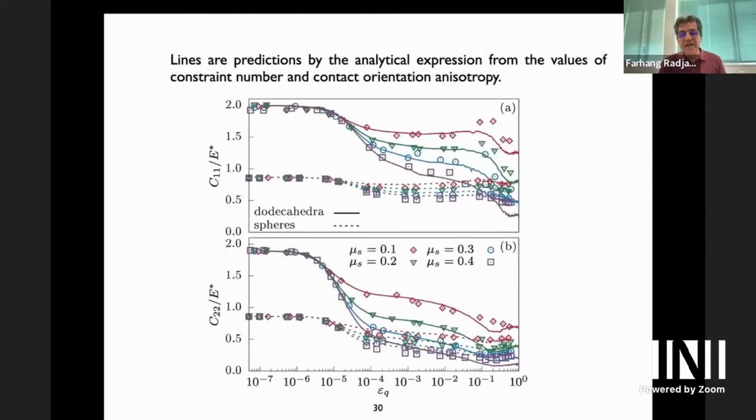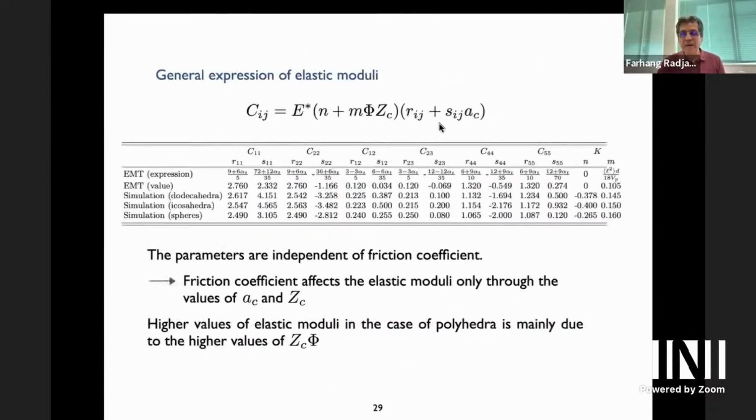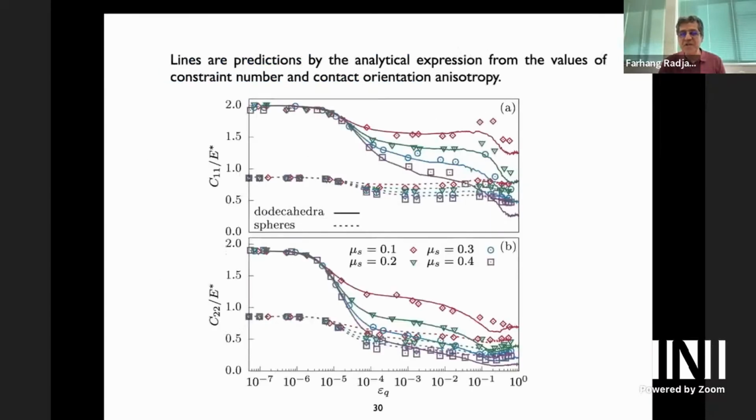And now I show you again this. So now you can look at the solid lines. And here you have the elastic moduli, and the solid lines are predictions by this model. So we have just plugged the values of AC and ZC here. From simulations, we have the values of N, M, RIJ, and SIJ, and we have calculated our CIJ at different points of the evolution of the system. And as you can see, it nicely predicts the evolution of the elastic moduli.